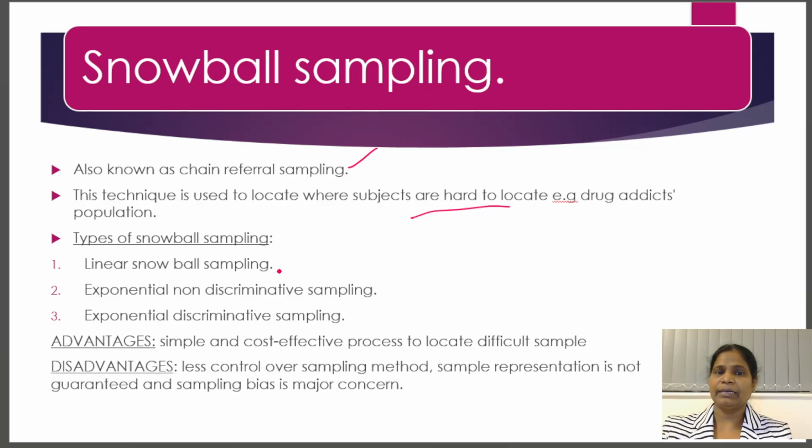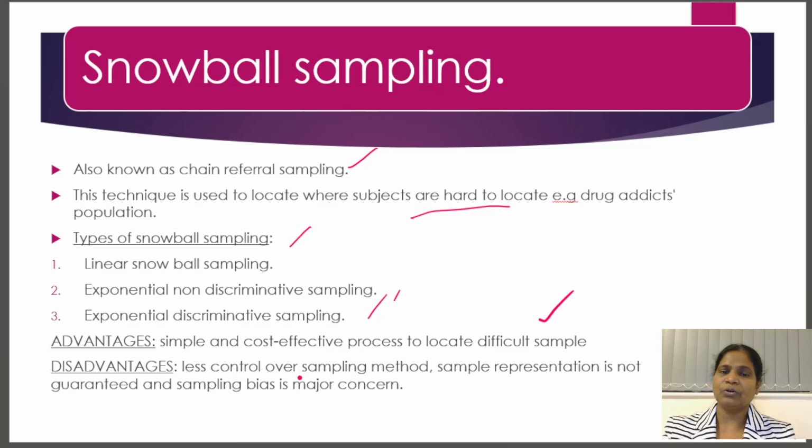For example, drug addicts. Types of snowball sampling: in a manner of fashion, like linear sampling, we have exponential non-discriminative sampling and exponential discriminating sampling. Advantages: a simple and cost-effective process to locate difficult samples. It is simple and cost-effective.